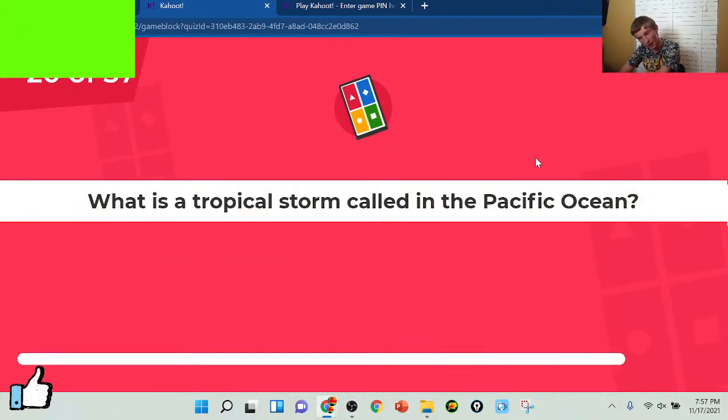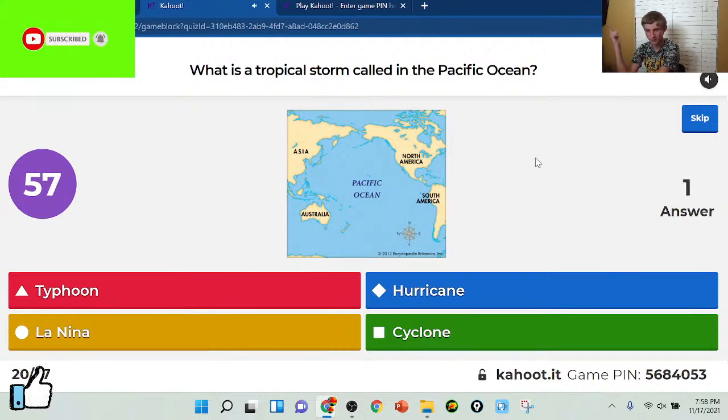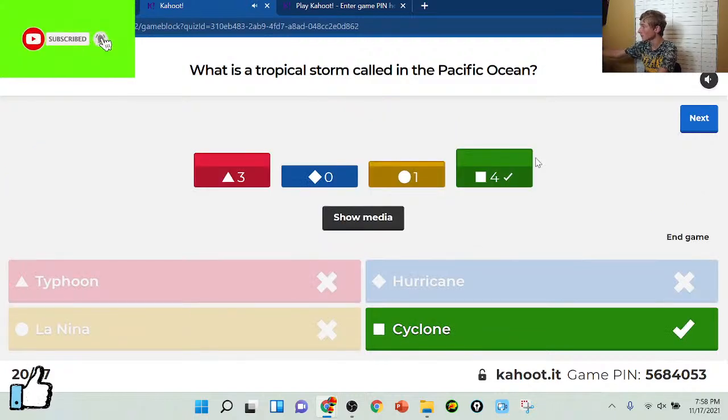Now, what is a tropical storm called in the Pacific? A typhoon, a hurricane, a cyclone, or a La Nina? Good, yes, it is called a cyclone. So always remember, whenever you hear hurricane in the Pacific, always think of typhoon. And when you hear tropical storm, that is always a cyclone. So a cyclone is a tropical storm and a hurricane is a typhoon, okay?